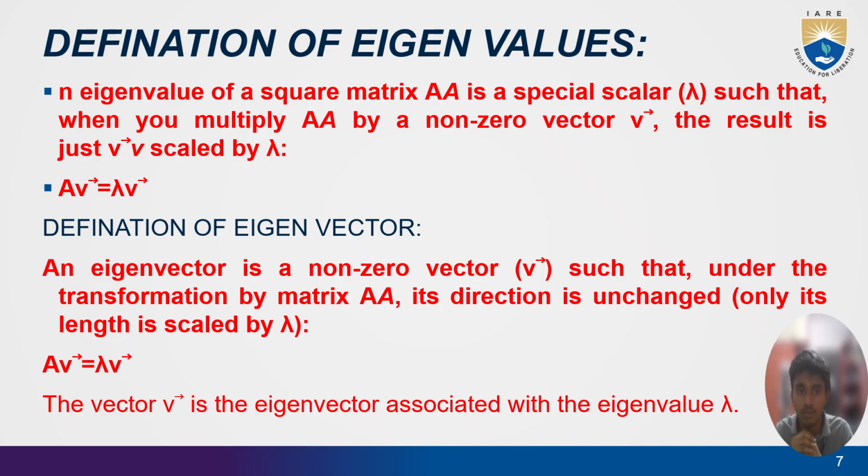Definition of eigenvalues. An eigenvalue of a square matrix A is a special scalar lambda such that when you multiply A by a non-zero vector v, the result is just v scaled by lambda. Av is equal to lambda v. Definition of eigenvector. An eigenvector is a non-zero vector v such that under the transformation of matrix A, its direction is unchanged, only its length is scaled by lambda. The vector v is the eigenvector associated with the eigenvalue.